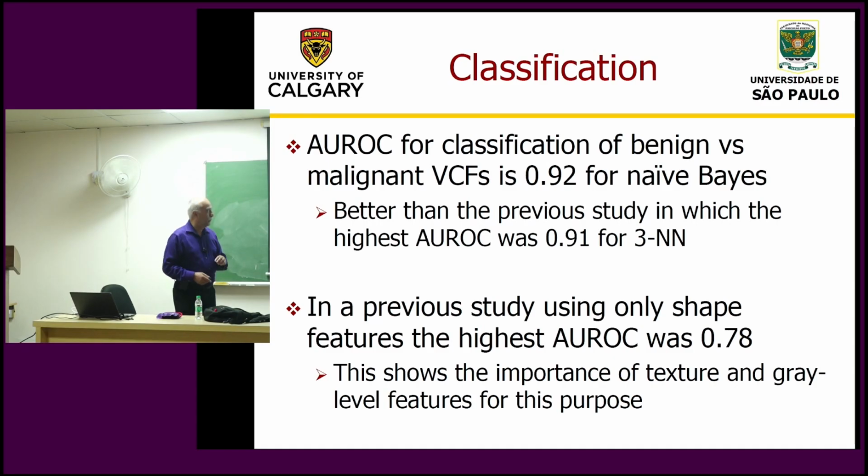We did some studies where we had only some of these data. In a previous study using only shape factors, the highest area under the ROC curve was 0.78. So in this study, we included texture and gray level features, and that took the accuracy higher. First we concentrated on shape, and then we brought in texture and statistics of gray levels, and we got much better results, especially for malignant fractures. So shape is not everything, texture is not everything, and a combination of the two can give you better results than either of those two types of features.